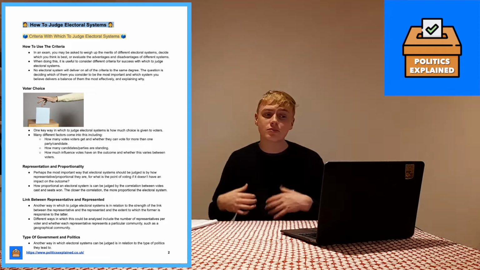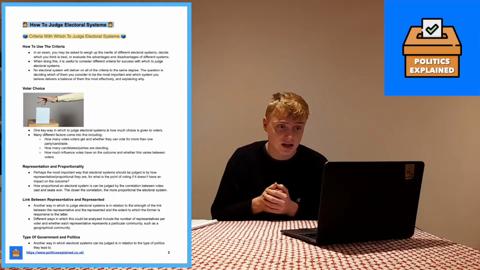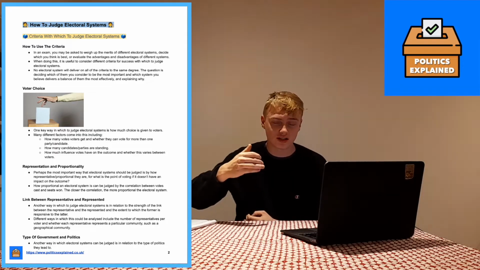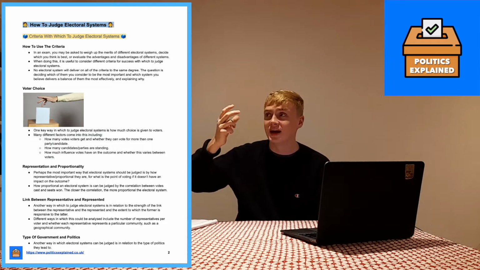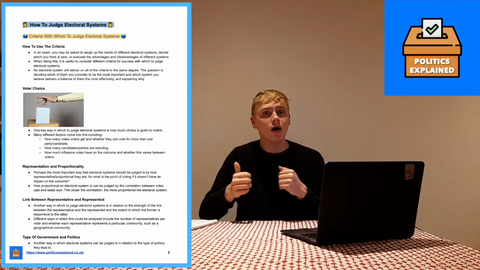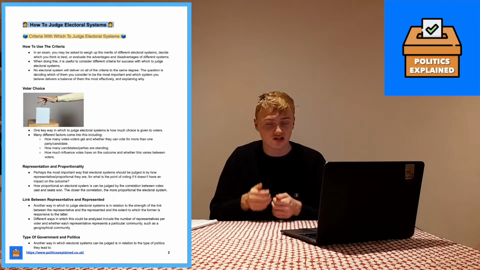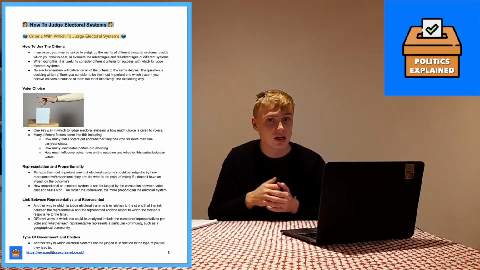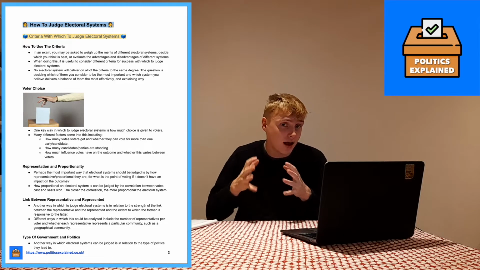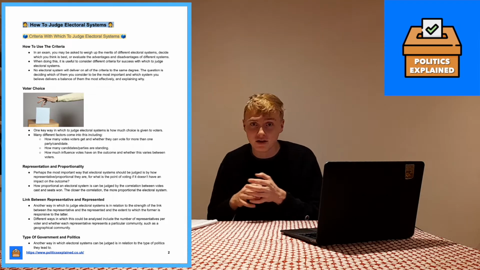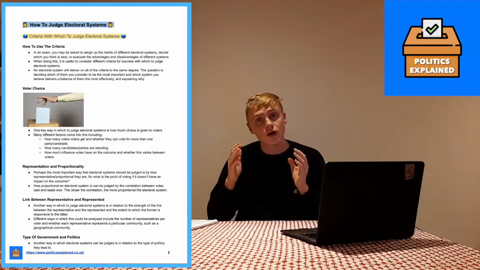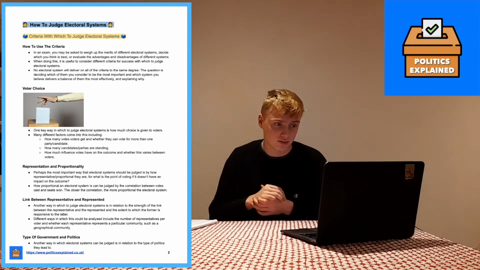The next one is the link between the representative and the represented. Obviously you have representation and proportionality at a more data level, how strong it is, how democratic it is, but also how well does each representative represent a certain area or a certain community. So for example, first past the post is often seen as having a really strong MP constituency link because you have relatively small constituencies with one MP for each of them who represents them and responds to local interests.